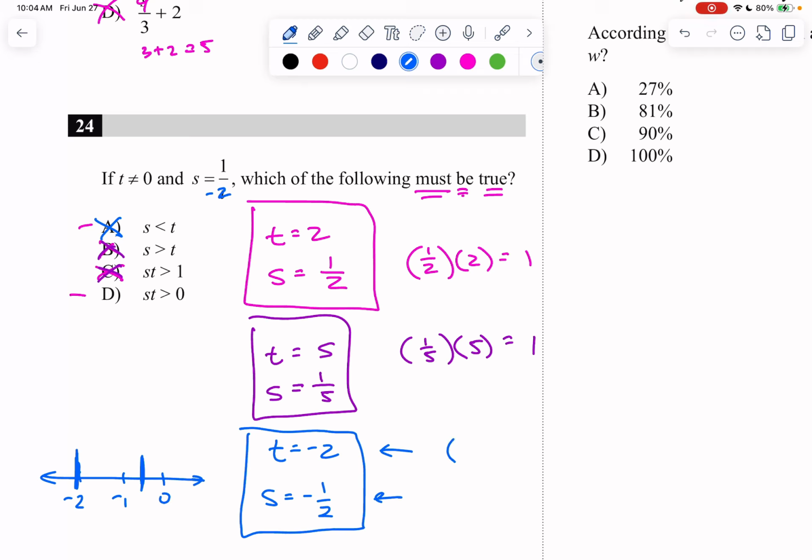Now, is it still true that negative 1/2, my S, times negative 2 is greater than 0? Well, yes, a negative times a negative will always be positive, and 1/2 times 2 is 1, and 1 is greater than 0. So we found out that ST is greater than 0. Answer choice D is our answer choice, but we did have to get a little creative about what we plugged in.